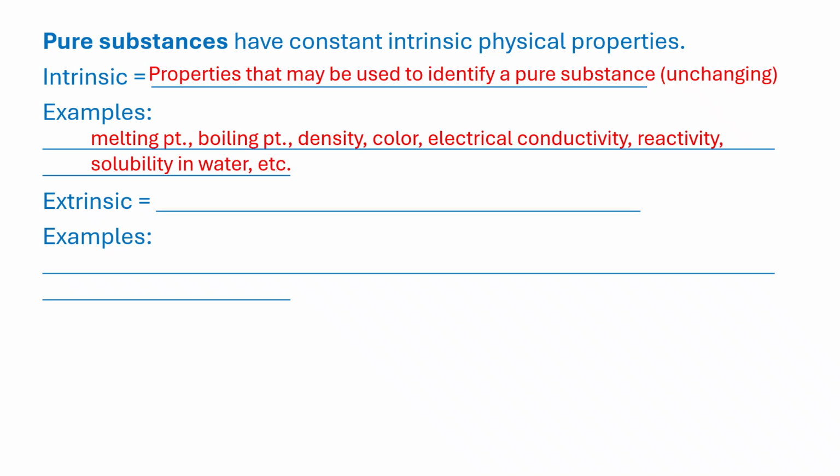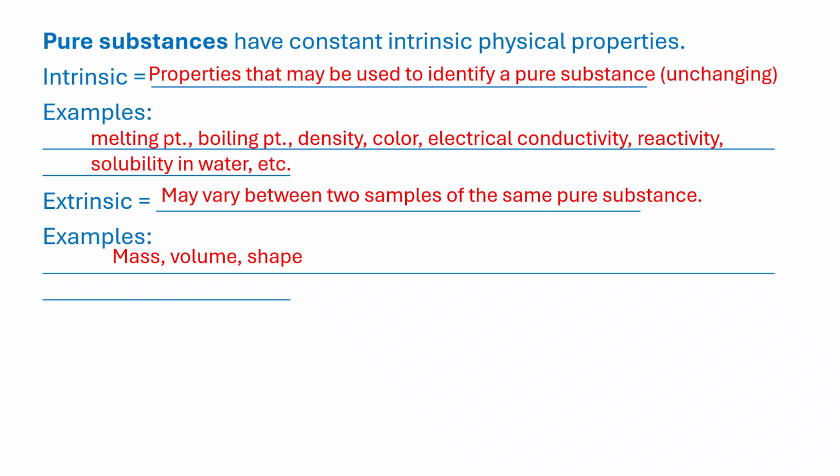Extrinsic properties are the opposite of intrinsic. So extrinsic properties are those that vary between two samples of the same pure substance. So for example, the mass of a sample of gold, or it could even be a gas. The mass, the volume, all of these things can change, and you still have that pure sample of gold, right? Not every piece of gold is the same.